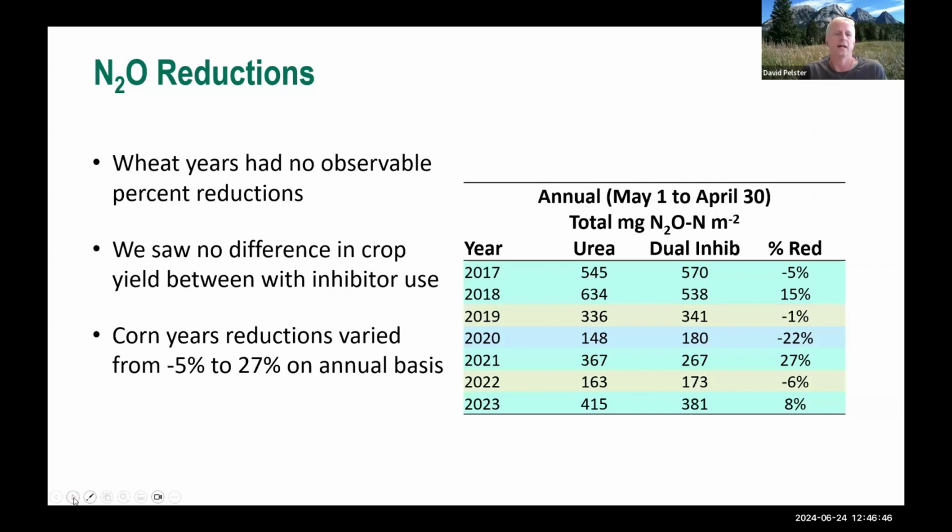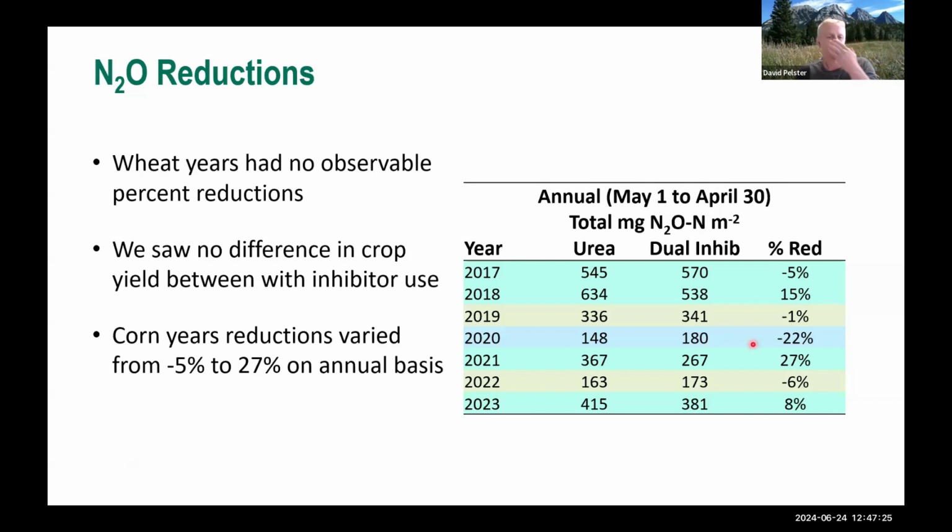there we go. So the other thing that we noticed is that the wheat years, so when we grew wheat, we didn't see any change in yields, and we didn't see any observable reductions in N2O. In the corn years, we did see a bit of a decrease there. So, and like I said, with the 1 year where we actually had a slight increase with the inhibitors, we think that relates to the really wet spring that we had. Maybe it'll be the same thing this year too, because it's been a wet spring, I think, as well for us.